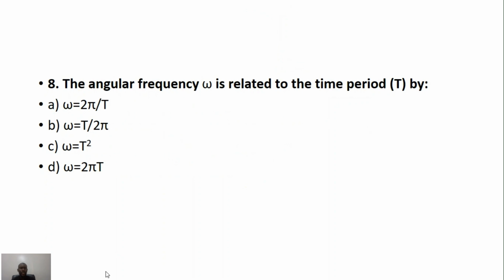Okay. The angular frequency is related to the time period T by, angular velocity is 2 pi over T. Okay, I believe you should be able to get this. So comment your answer in the section below.